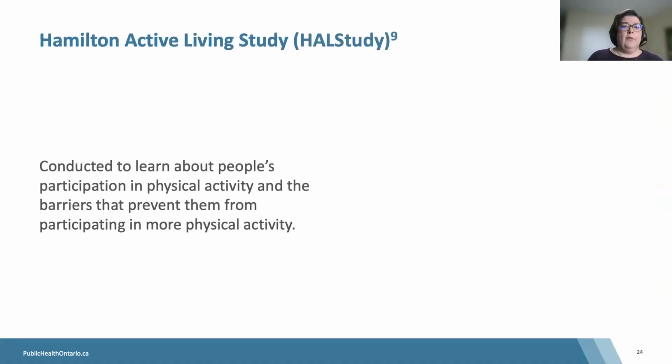The second study is called the Hamilton Active Living Study, or the HAL study, and this is done right down the road from me in Hamilton, Ontario, and it was conducted to learn about people's participation in physical activity and what prevents them. What are the barriers that prevent them from participating in physical activity?